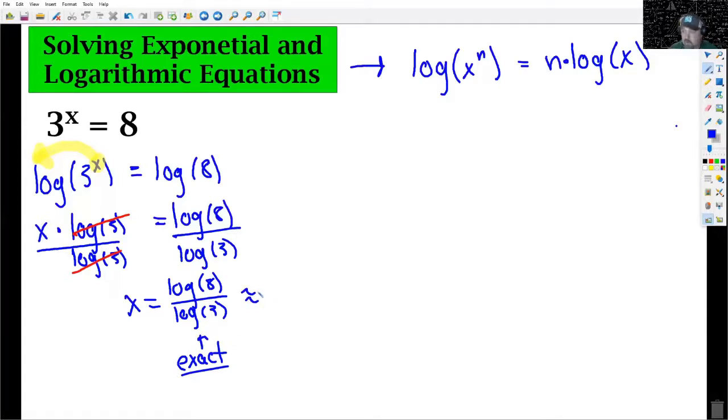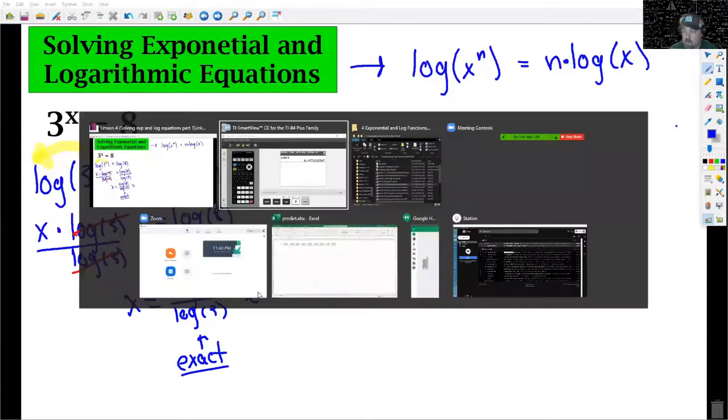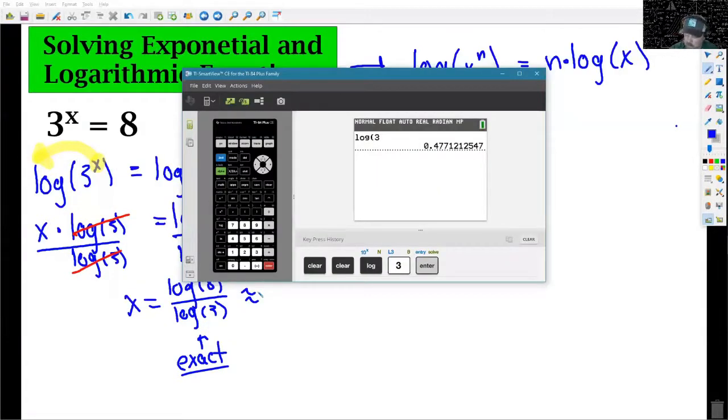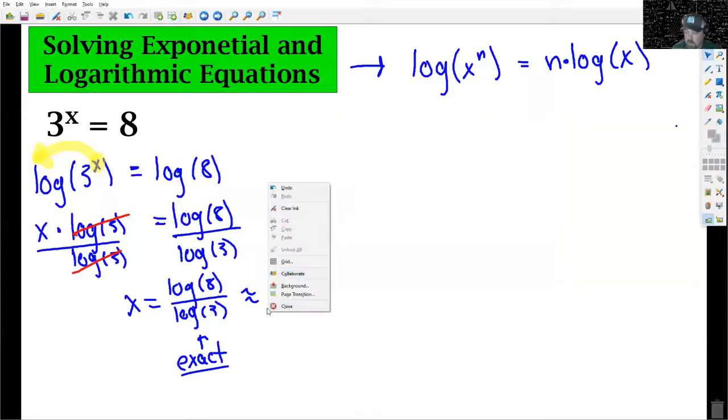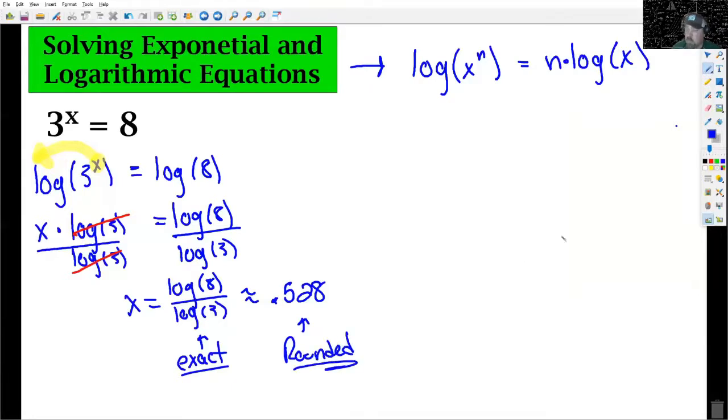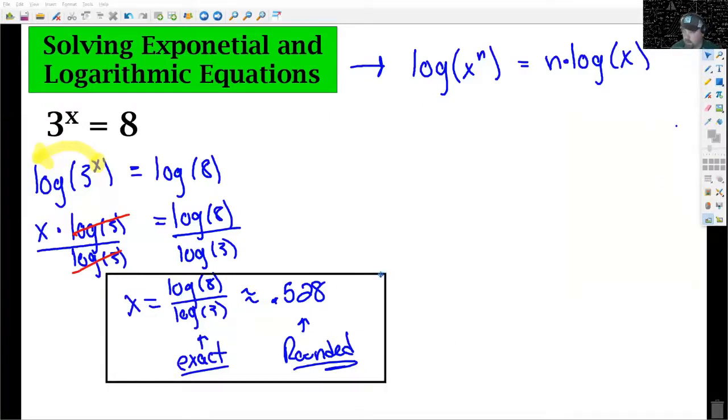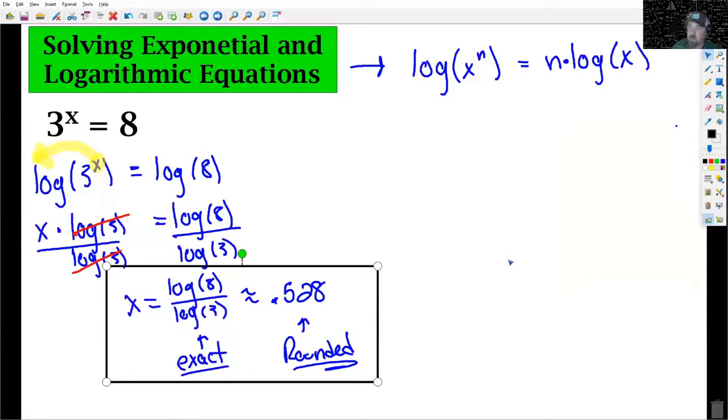And our rounded answer, we're going to go log 3. I've already got it in there, so I'm going to hit divide. And we're going to go log of 8. If you close those parentheses this time, we get 0.528. So here we're going to say this is about 0.528. This is our rounded answer, and we're going to get used to writing them both ways. And that's it. It's that simple. It's just a last step of algebra that we need to finish solving these.